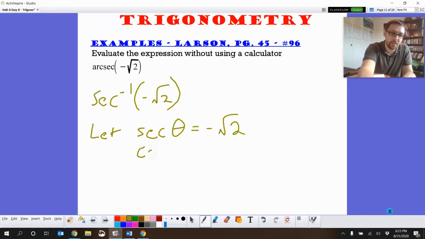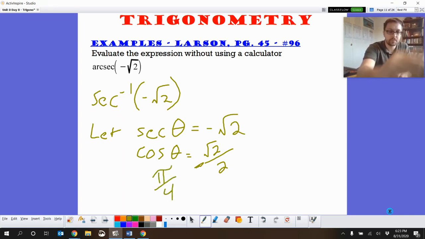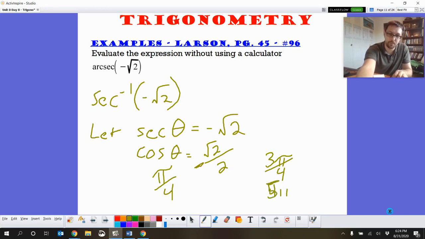So really it's asking about, hey, cosine of theta equals square root of 2 over 2, but negative, right? So I know which angle does that. It's pi over 4. And then there were two quadrants where cosine would spit out pi over 4. It was in the second and the third quadrant. That's where cosine is negative. So it could have been in the second quadrant, it would be 3 pi over 4. And in the third quadrant, it would be 5 pi over 4.